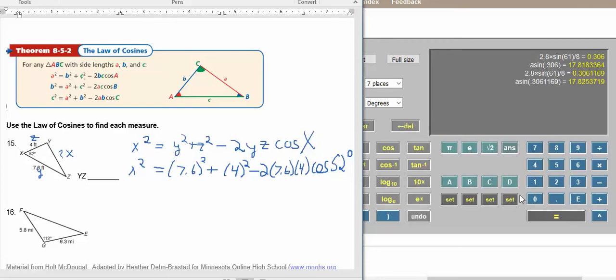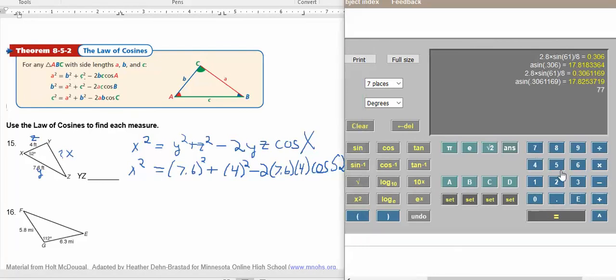Now don't find the cosine of 52 right now. We're going to do all of this on the calculator, if our calculator is good. All right, so I'm going to clear all this out.